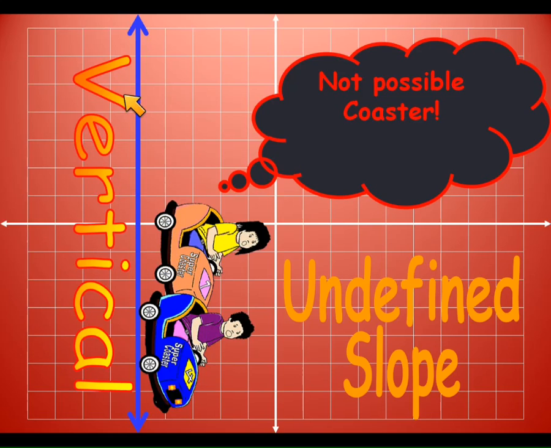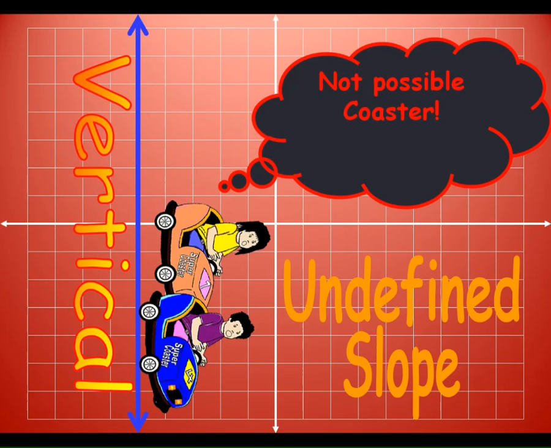We have a vertical slope, which is impossible. We call that undefined slope, a slope that's not definable. It's not zero. It's not 1. Undefined means there is no slope for a vertical line. It's impossible to go vertically.